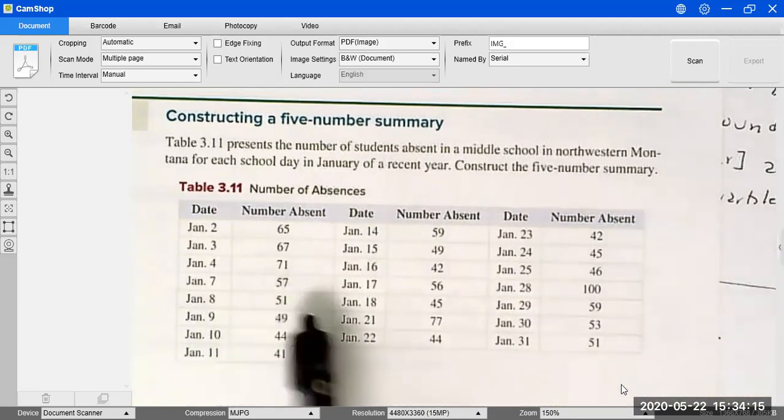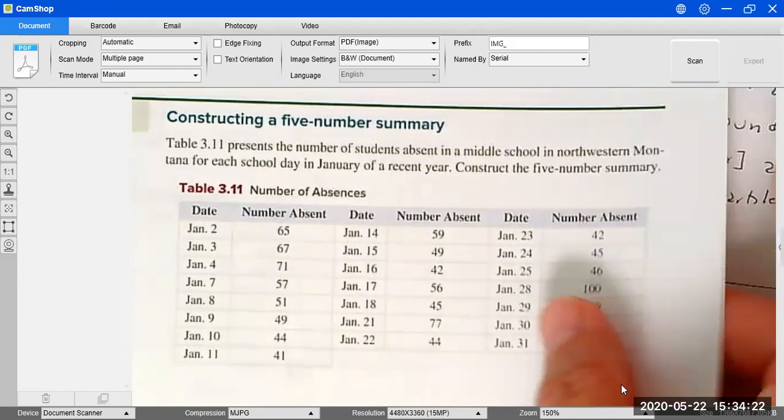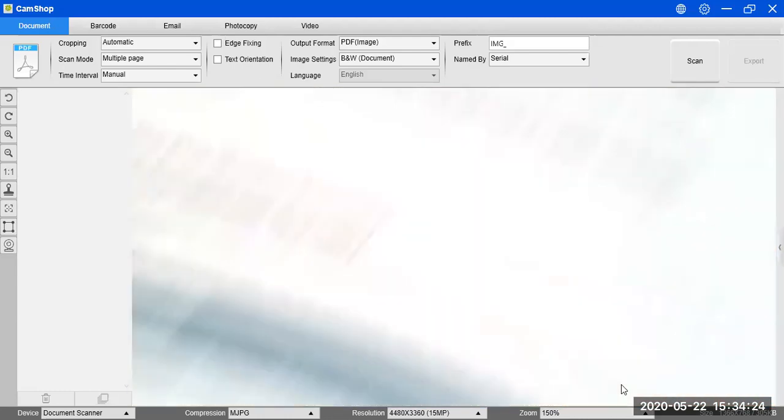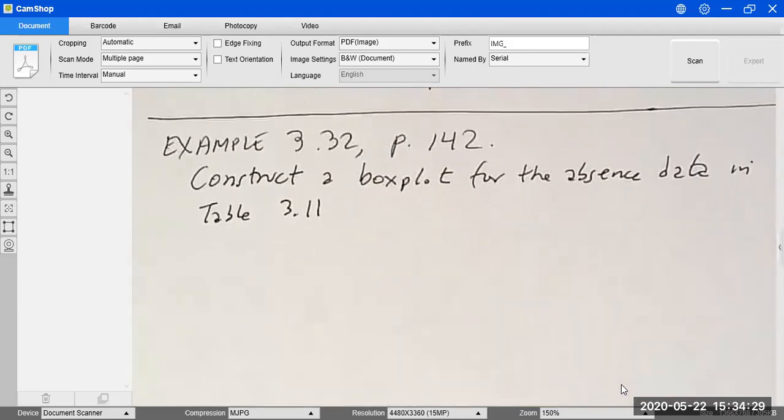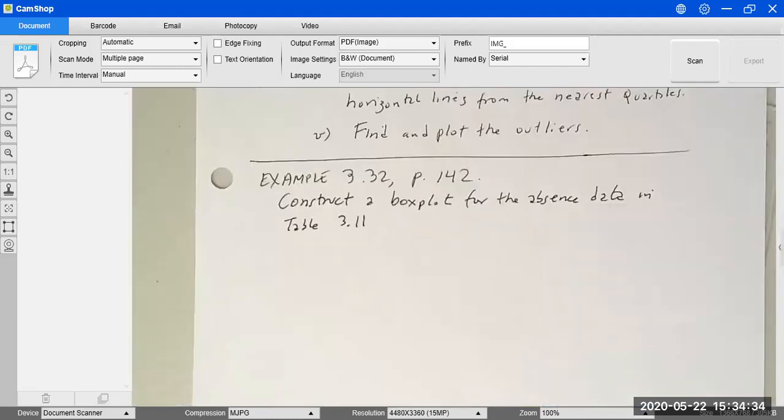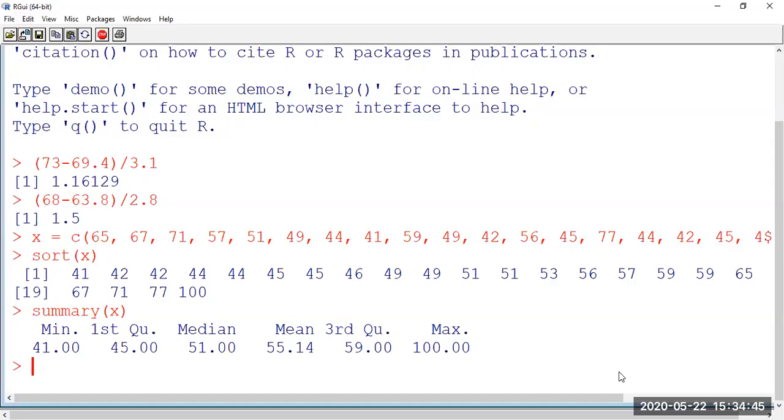So we're going to enter these values into R because we need to order these values to find the first quartile, the median, and the third quartile. And we're going to use now the summary command to do this in a faster way. So let's check on R how to do this. So I have here now my data set from table 3.11.